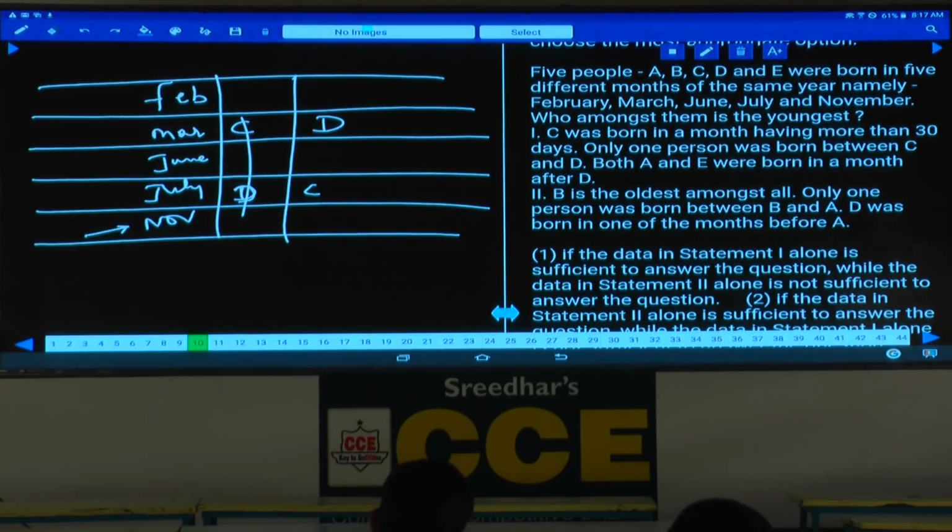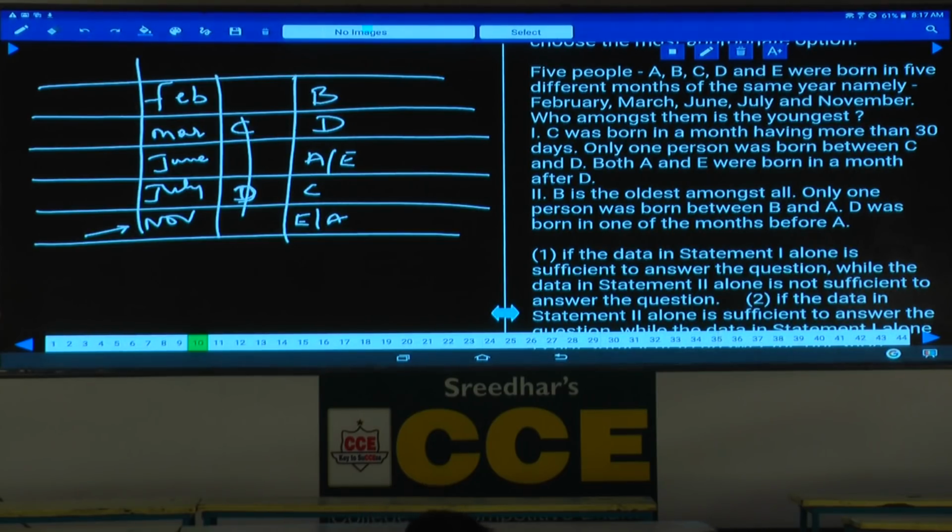Hence D and C. And both A and E were born after D. If A is here, E will be here, or if A is here, E will be here. If the question were about who is the eldest, we could identify. But where the question is about who is the youngest, either A can be the youngest or E can be the youngest. How many possibilities do we have? 2 possibilities. Hence, 1 alone is not sufficient.